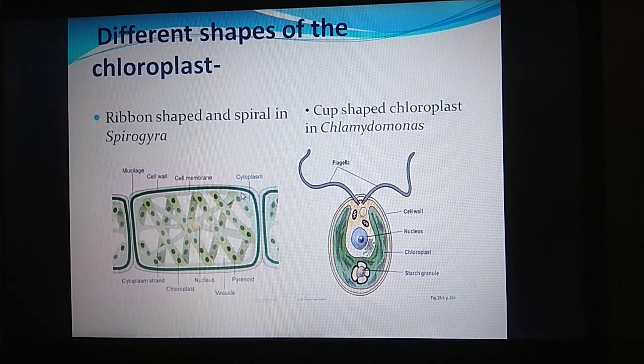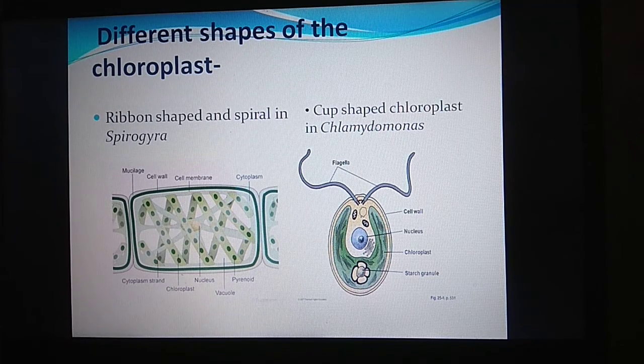So as you can see, there are different shapes of the chloroplast in these green algae. This is ribbon shaped, ribbon and spiral shaped in Spirogyra, as you can see in this picture also. These are ribbon shaped and spiral. You can see the spiral inside this cell structure. Okay, this is the chloroplast.